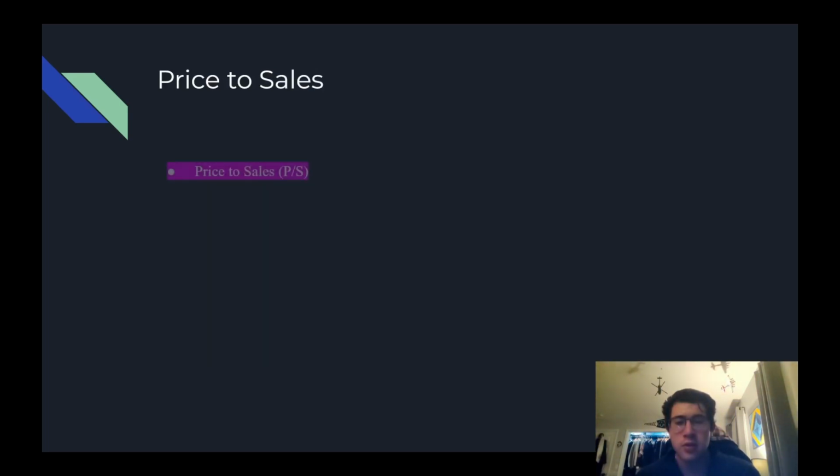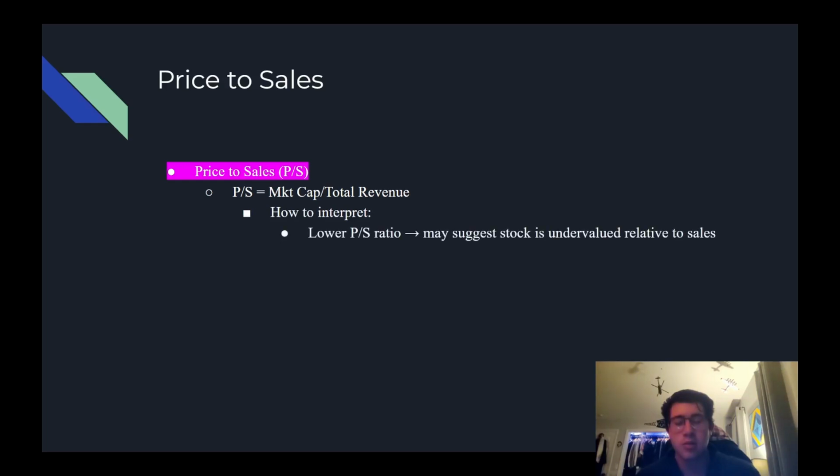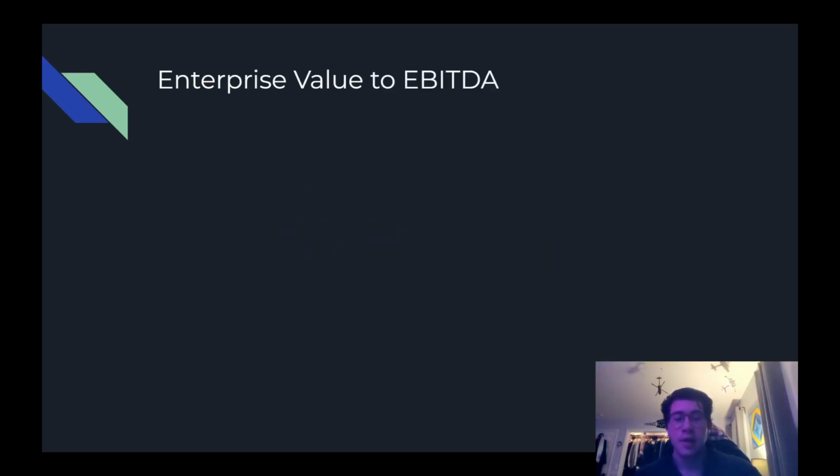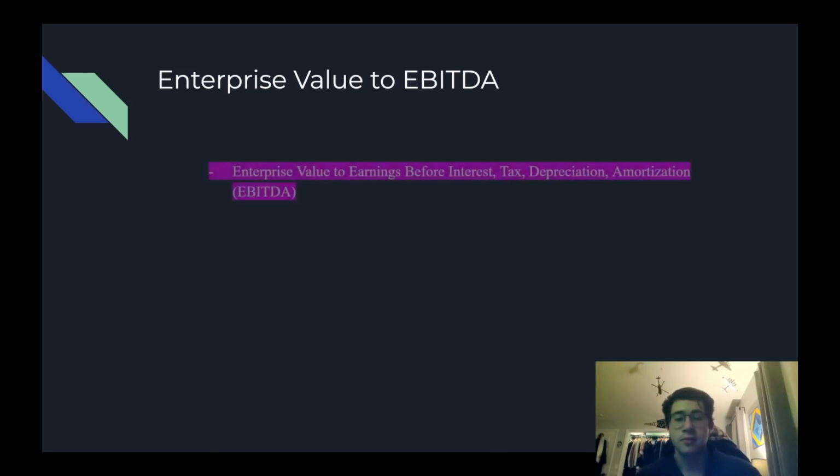And price to sales. This one's pretty self-explanatory. You take the market cap and you divide it by the total revenue. How do you interpret a price to sales ratio? A low price to sales ratio may suggest the stock is undervalued relative to its sales, and a higher price to sales value may suggest that the stock is overvalued. Pretty simple. And the final multiple is the enterprise value to EBITDA.